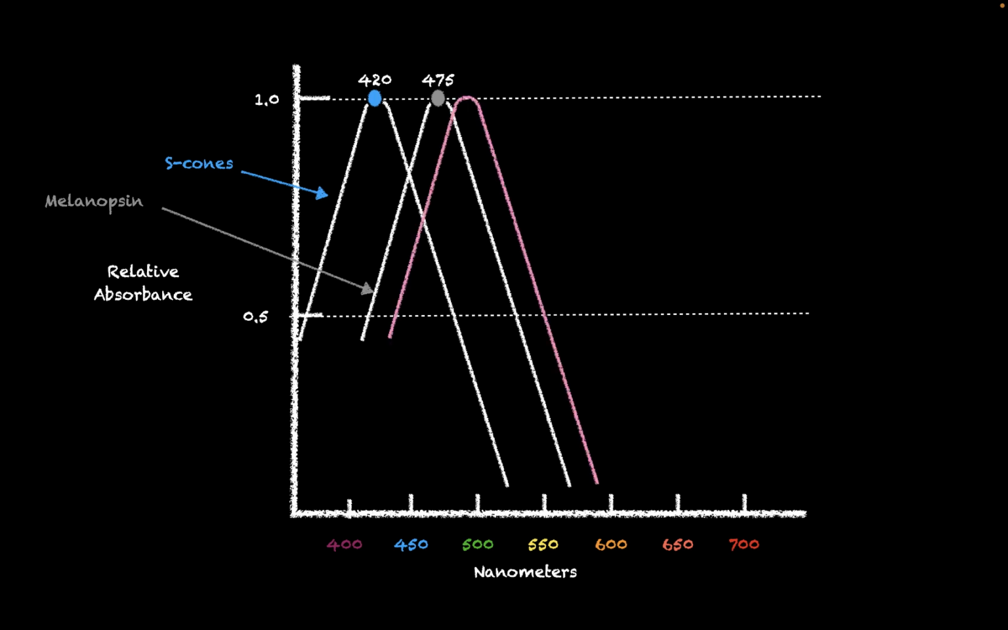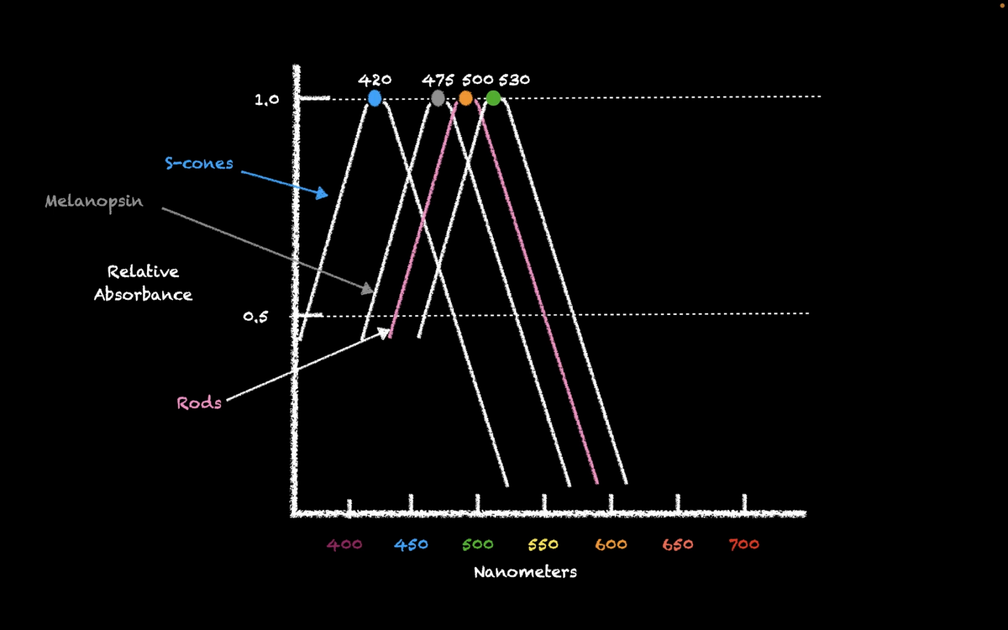The third absorbance spectrum is this one, and it has a peak absorbance of 500 nanometers, which is within the green region of the visible light spectrum. This particular absorbance spectrum belongs to our rod cells. The fourth absorbance spectrum that we're going to look at is this one. This particular absorbance spectrum has a peak absorbance of around 530 nanometers. This is within the green to yellow region of the visible spectrum, and because of this we call them the M cones or green cones. So this particular absorbance spectrum belongs to the M cones.